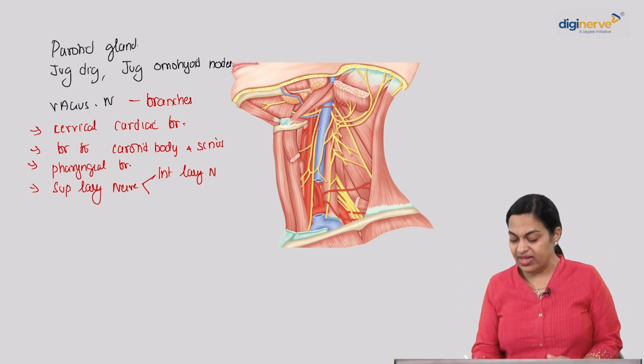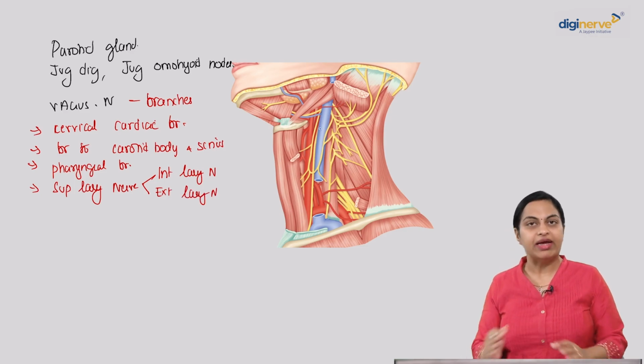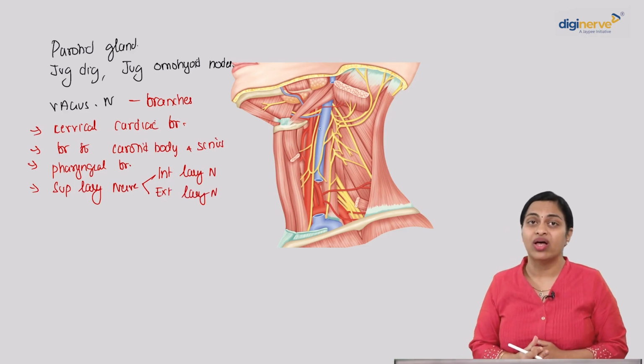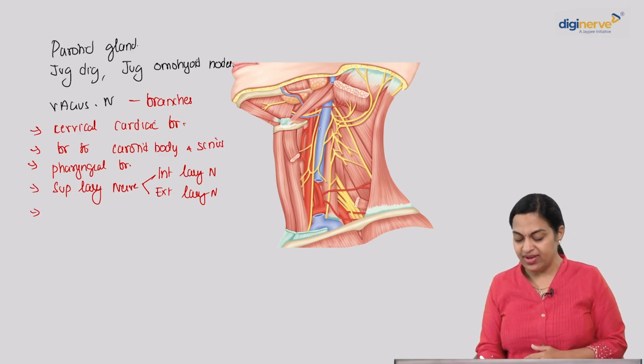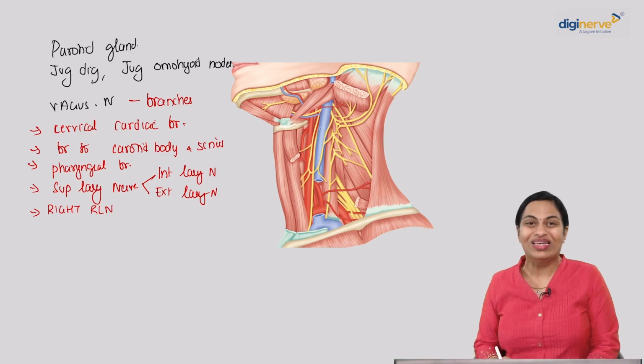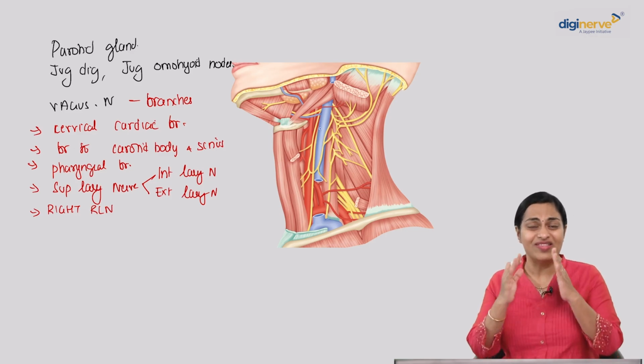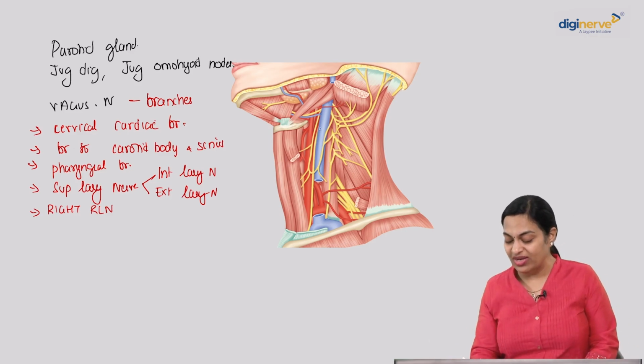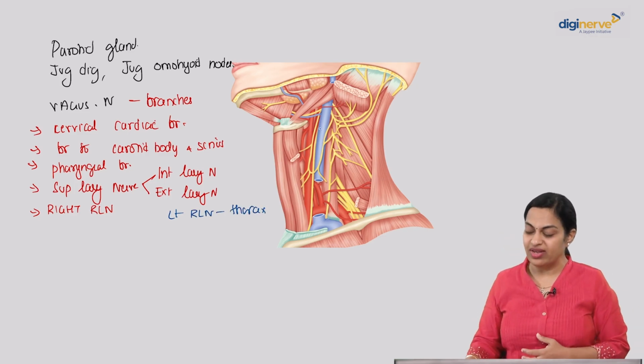Yes. And then the external laryngeal nerve, it is entirely motor, to supply the cricothyroid, that is the tensor of the vocal cord. And lastly, the right recurrent laryngeal nerve. Why right recurrent laryngeal nerve? Yes, it's just the right recurrent laryngeal nerve because the left recurrent laryngeal nerve is given off in the thorax. So these are the branches of vagus given off in the neck.